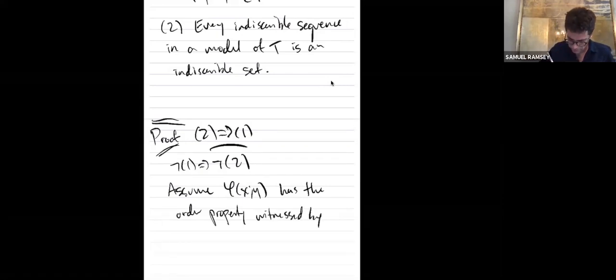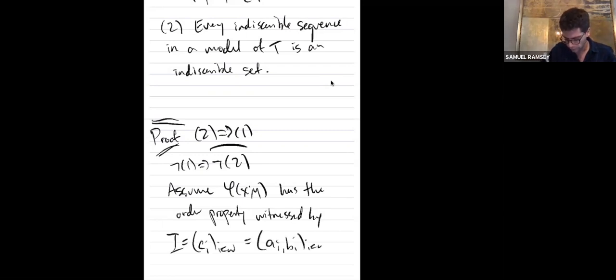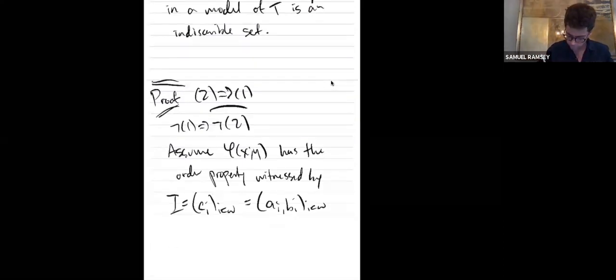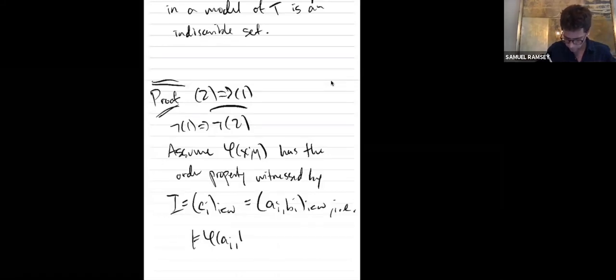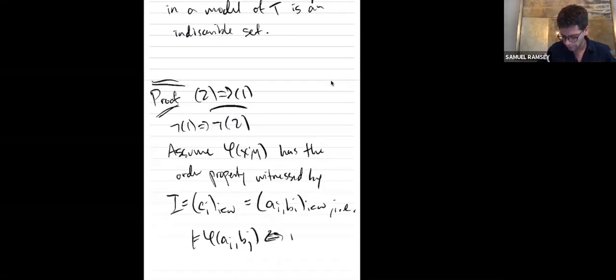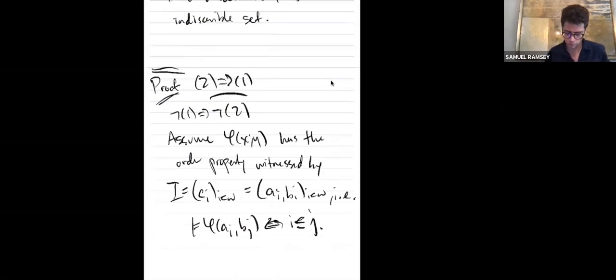by the sequence I, which is Ci, i less than omega, which is the pair Ai Bi, i less than omega. So I'm just using Ci to name this pair, and recall that our condition on witnessing the order property means that, i.e., phi(Ai, Bj) holds if and only if i is less than or equal to j. Okay. So great.